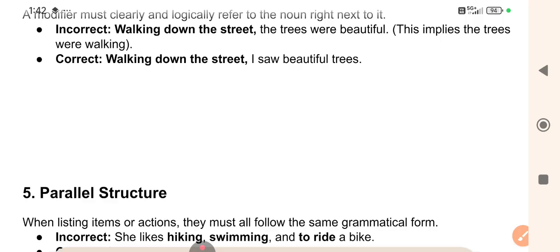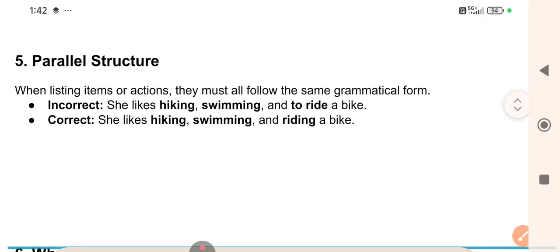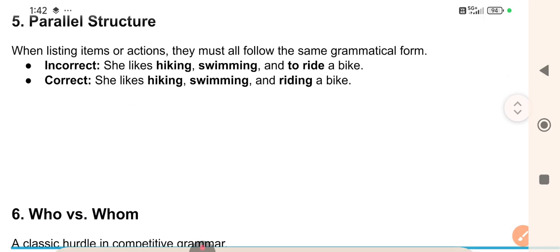I gave you an example: sometimes a sentence starts with a gerund form, like "singing is my occupation" or "I like singing." So the -ing form sometimes creates problems. Okay, now moving to the next problem, parallel structure.